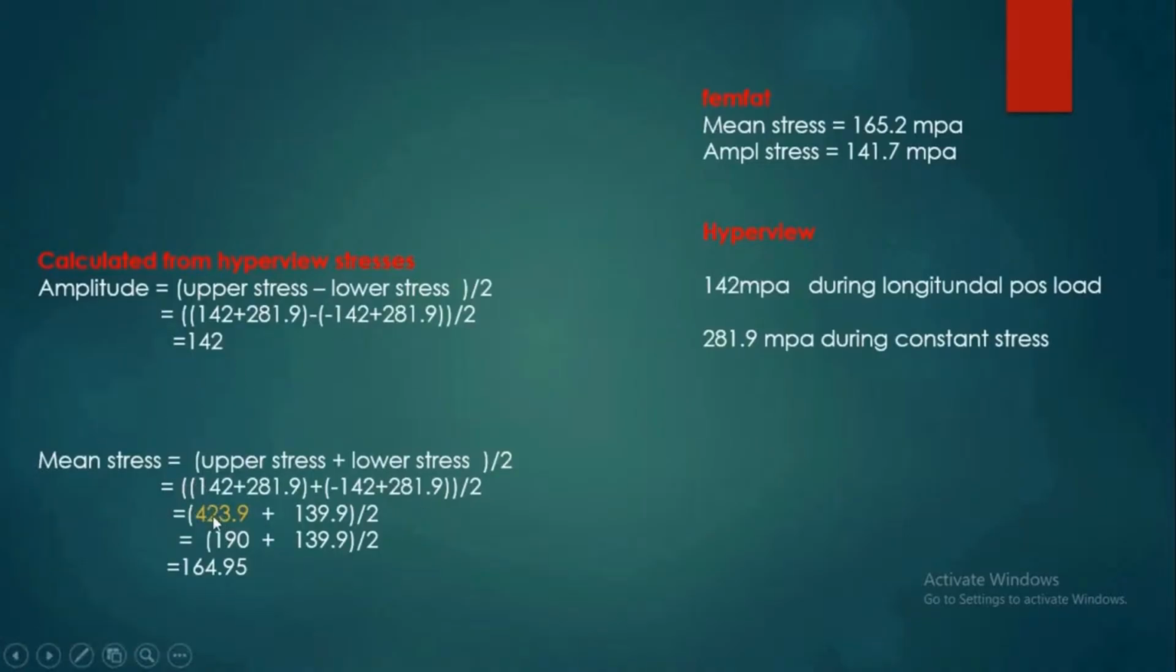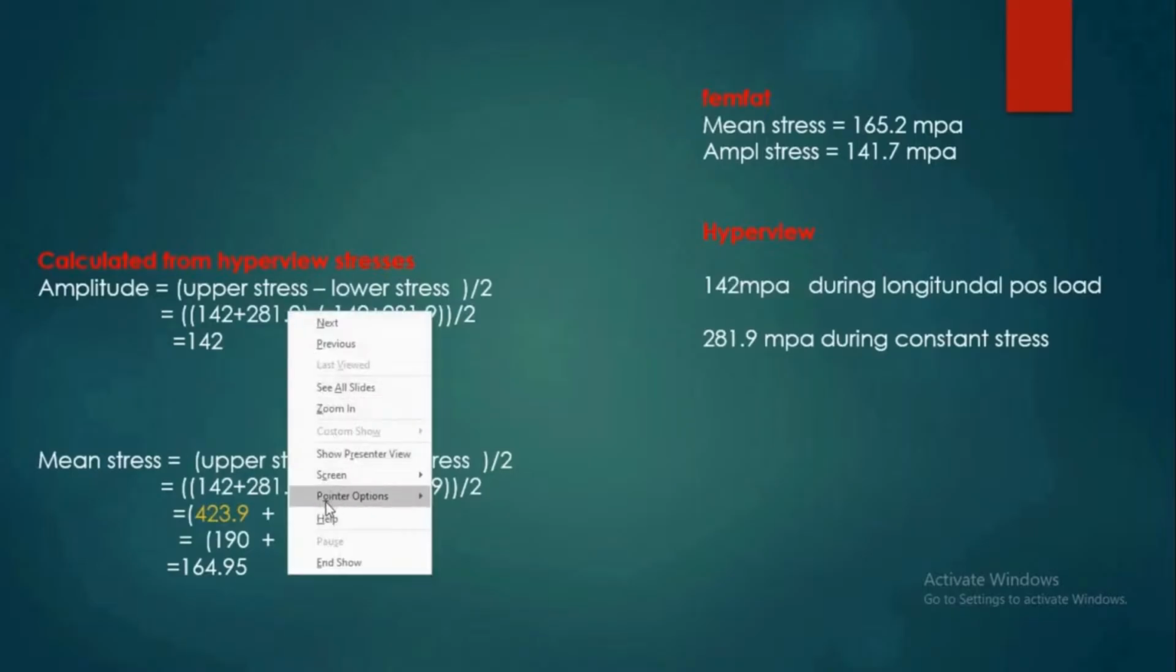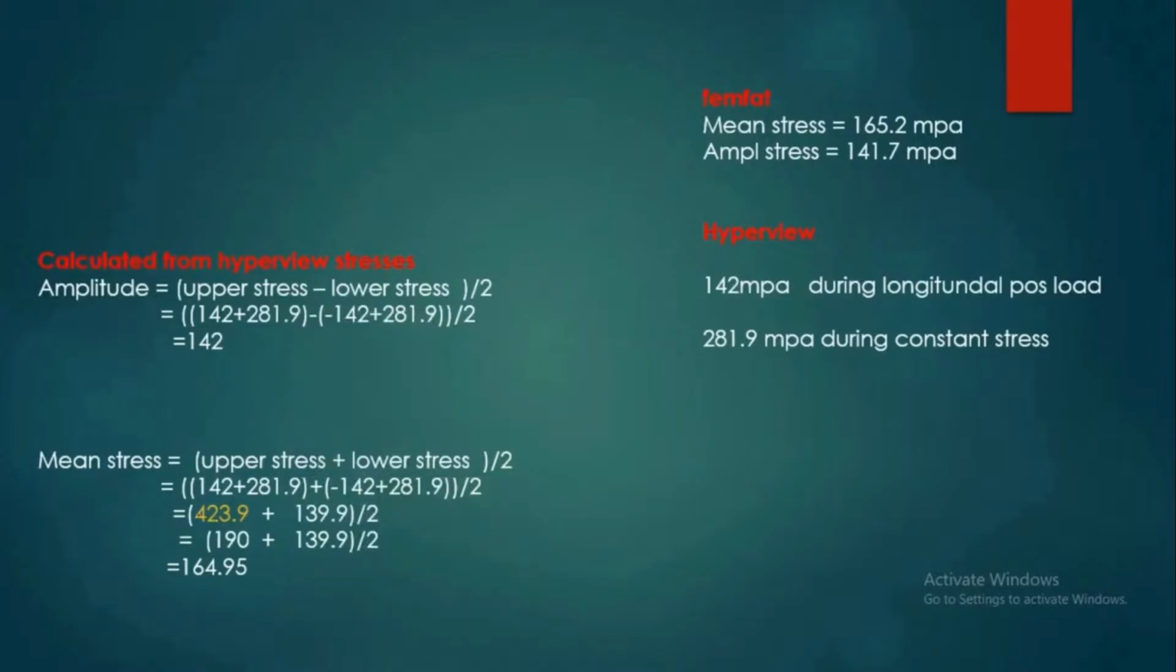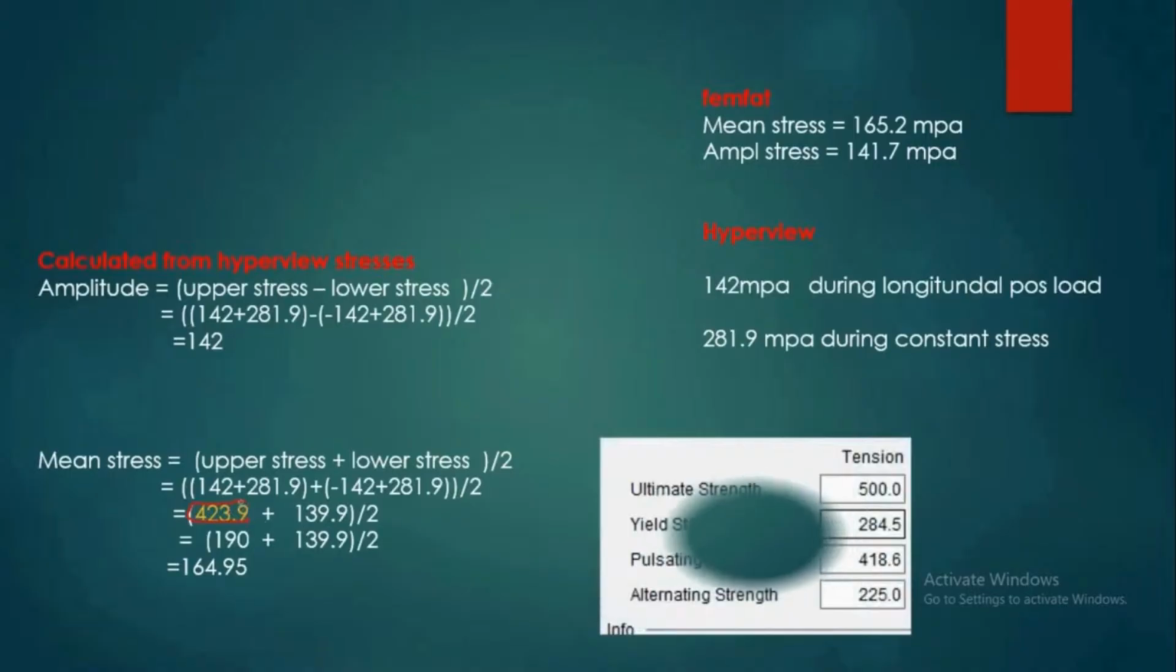We have used the plast option. So this stress, if you see, is above the yield strength of the material. This stress is well above 284.5, well above the yield limit. So we need to convert it into Neuber stress. That's what FEMFAT Plast is doing.